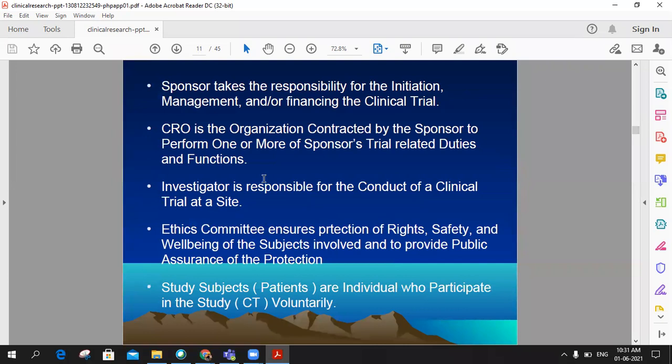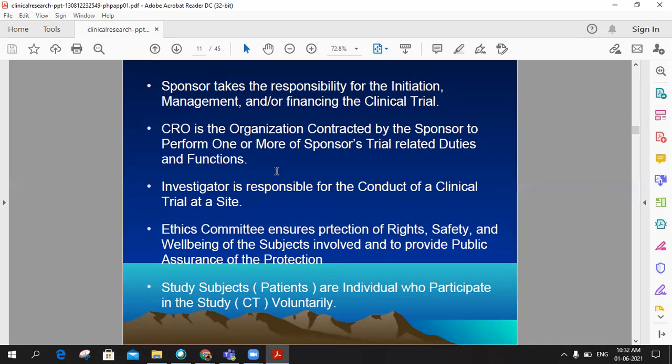So sponsors, we have sponsors. This is again a small intro on each of the ones. As today I have just asked you to remember, a sponsor is a pharmaceutical company, right? So a sponsor is a person who takes the prime responsibility for initiation, management, and for financing of the clinical trial.